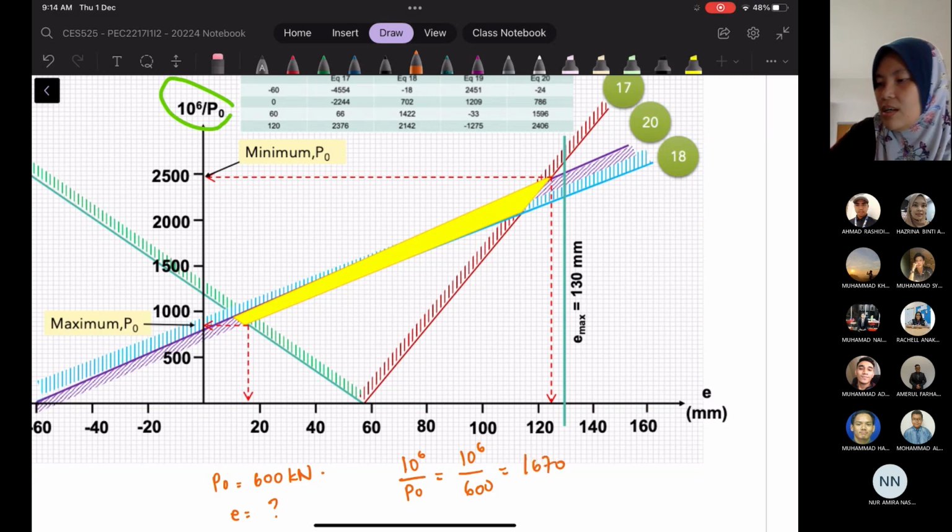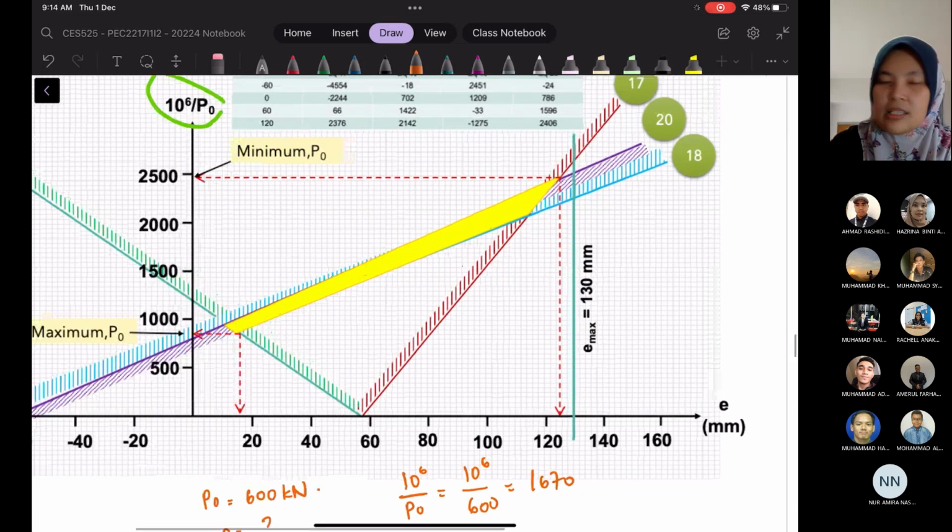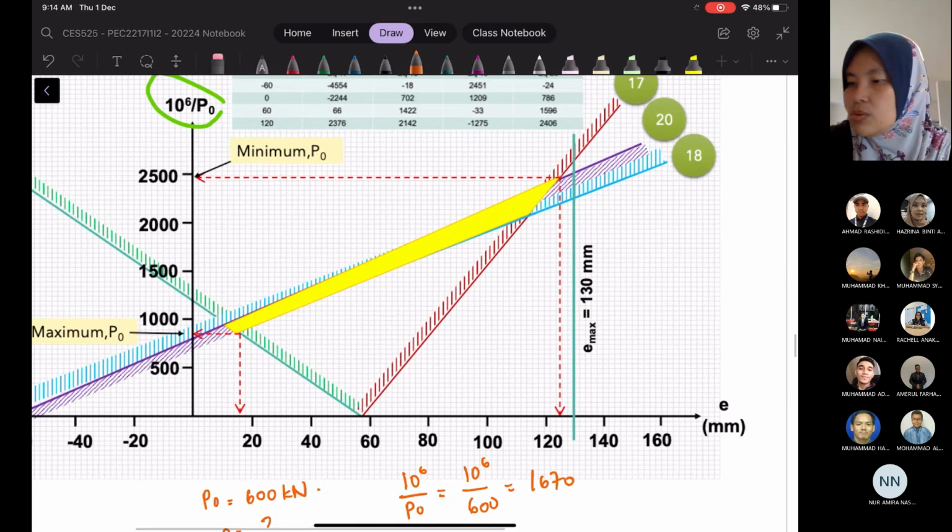Okay. So approximately this. Right? So we will look at basically this magnet diagram. So 1670 is approximately here.